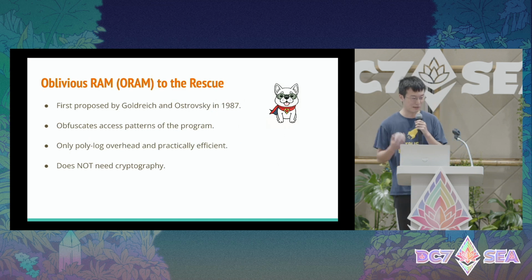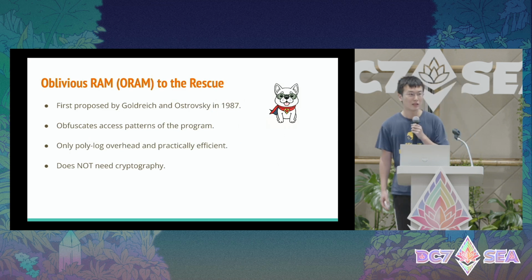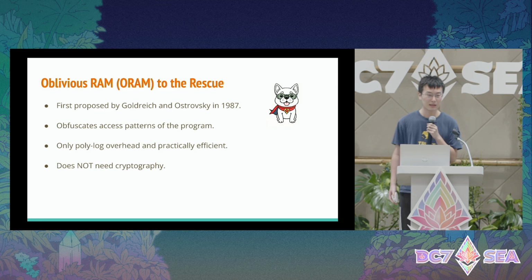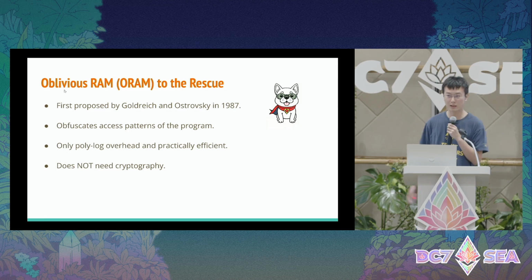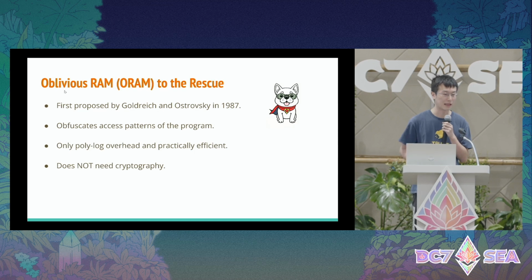Luckily, we have ORAM to the rescue. First proposed in 1987, ORAM can be viewed as a compiler that obfuscates the access pattern of the program. Unlike I/O, maybe I can explain it a bit more. Basically, the attacker learns nothing from your access pattern except how many accesses you make.